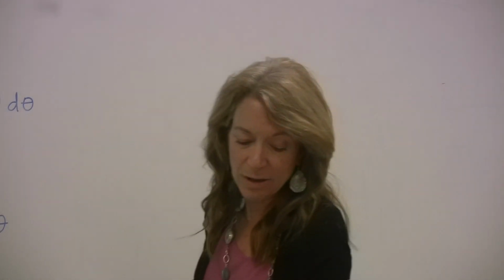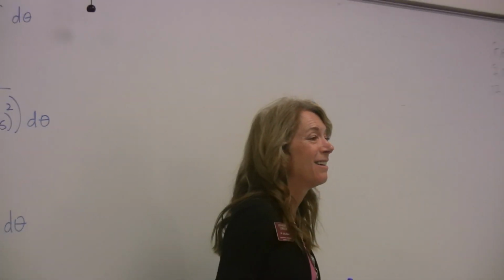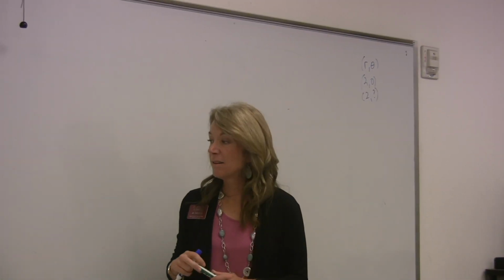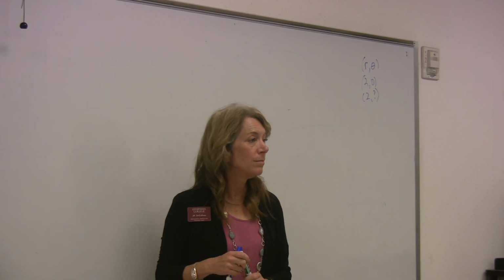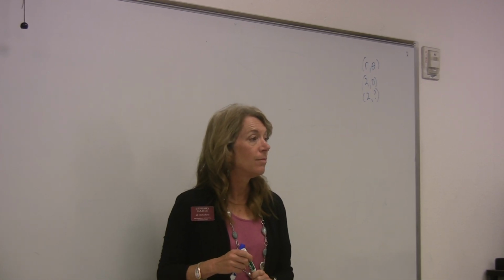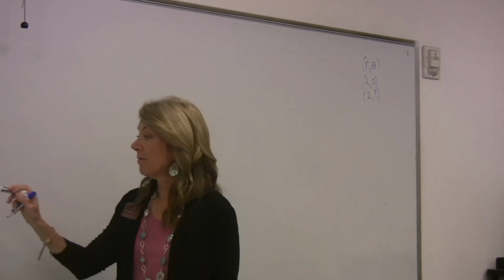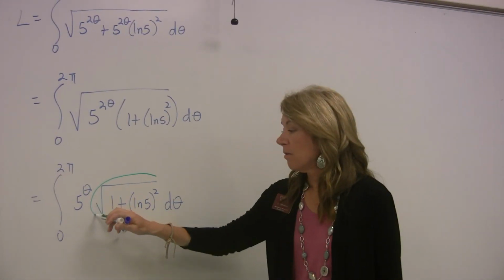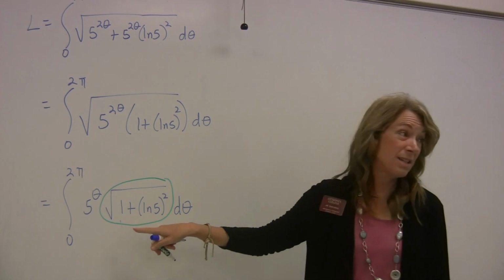Why are you saying back there, Joseph? Because effectively it's just the square root of 1 plus the square root of ln of 5 squared, which would just be 1 plus ln of 5 times 5 theta. Well, we can't take the square root of it because of the plus sign in there.